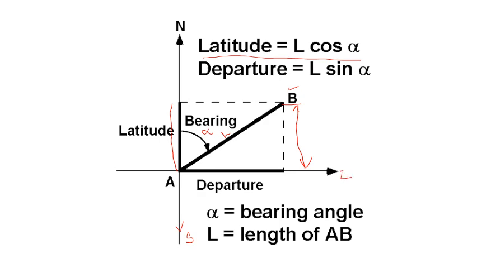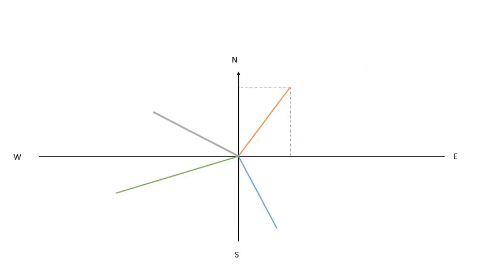Right? This is the east and this is the west direction. So what is the component of this length L in the east-west direction? That is called departure. So you can get departure by L sine alpha. These are the two major equations we use to find the latitude or departure of a line of length L and bearing angle alpha. This is how to calculate latitude and departure.